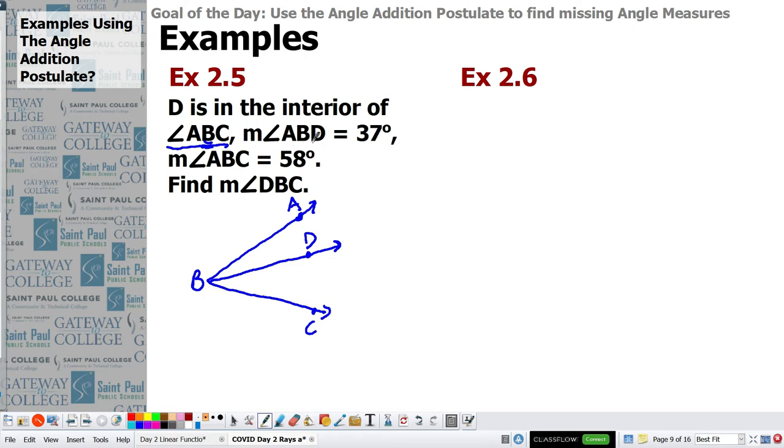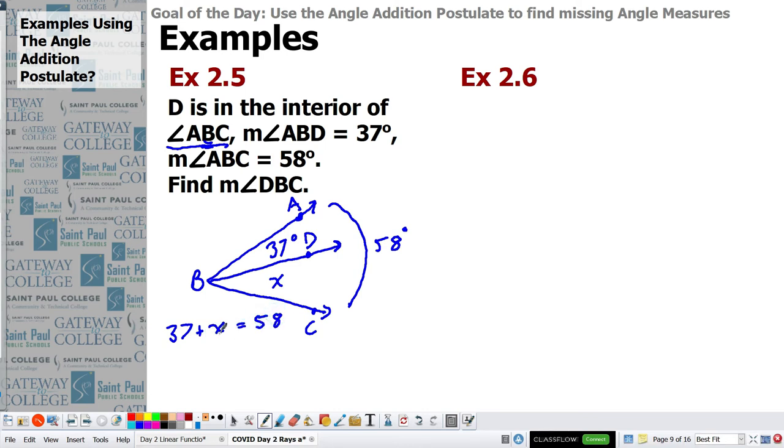The measure of angle ABD equals 37 degrees. So ABD, that's the top, is 37 degrees. The measure of angle ABC equals 58 degrees. Find the measure of angle DBC. DBC, the bottom. I don't know that, so I'll call that X. Remember, the angle addition postulate is the part plus the part equals the whole. So 37 plus X equals 58.